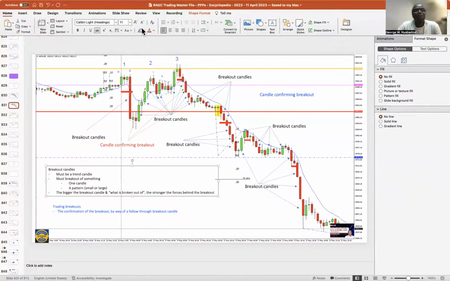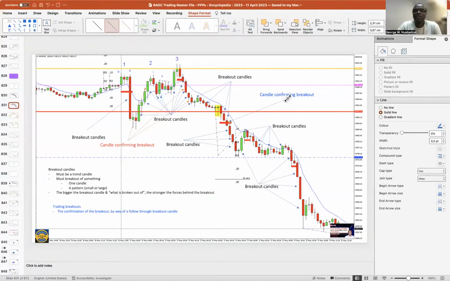Let's jump to here. Where is our confirmation candle? So we pointed out that's a breakout candle. This one here, there is a confirming candle. Okay, so there is a breakout. There is a confirming candle, confirming the breakout. Fantastic.